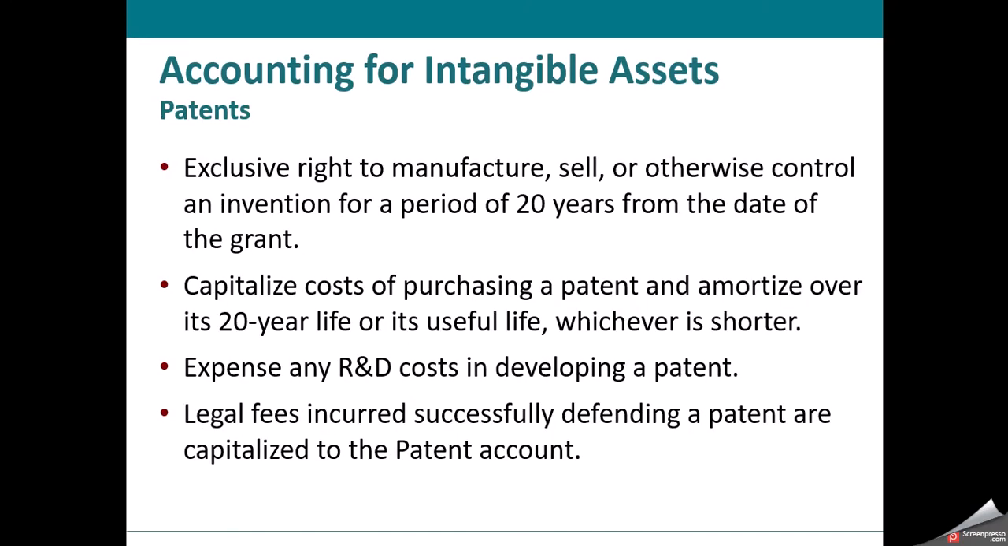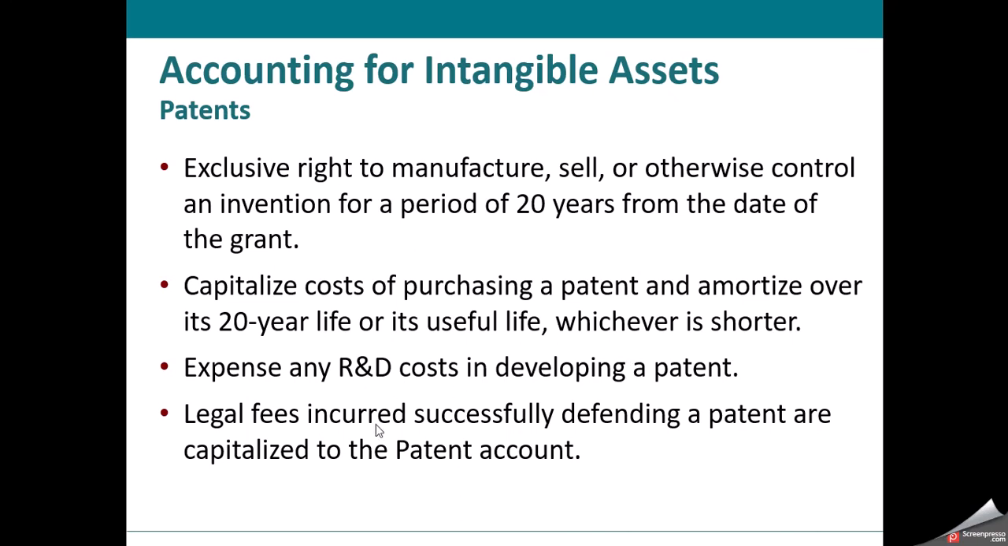So here we have a patent example. Patents protect the creator of that patent for a period of 20 years from the date that you receive the grant. Now, they may not use that as their useful life. I mean, the patent maybe won't really be used for a full 20 years, even though it's protected for that time. So they may use something shorter than that.